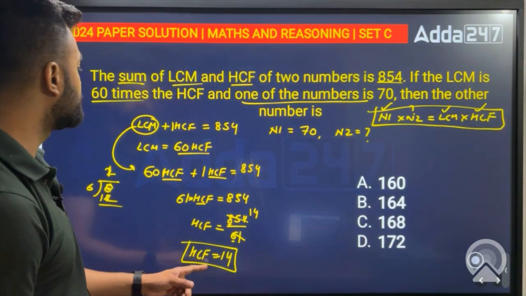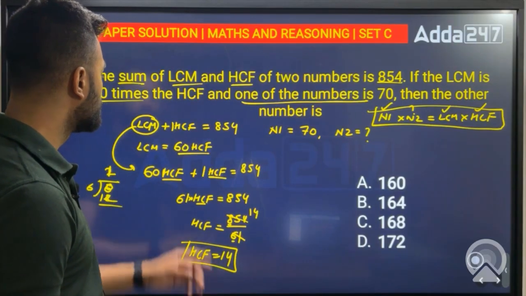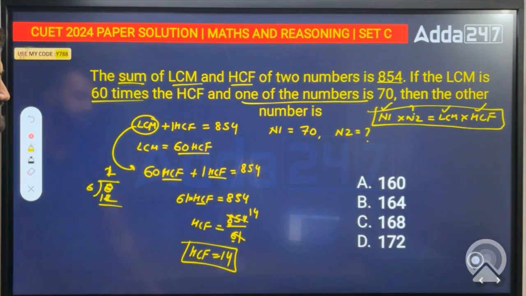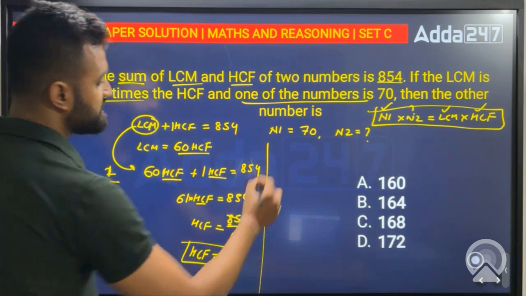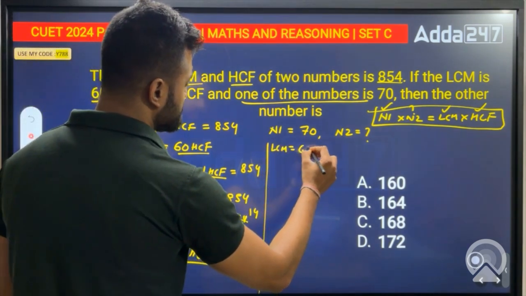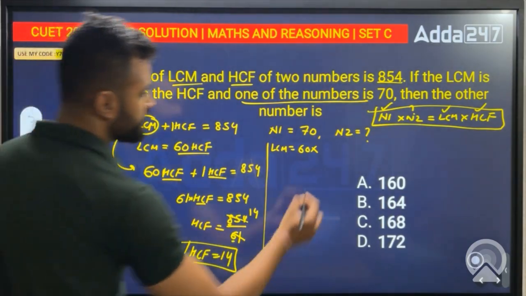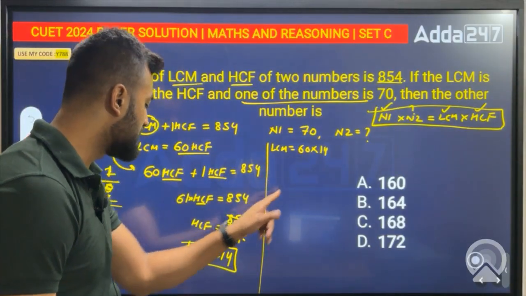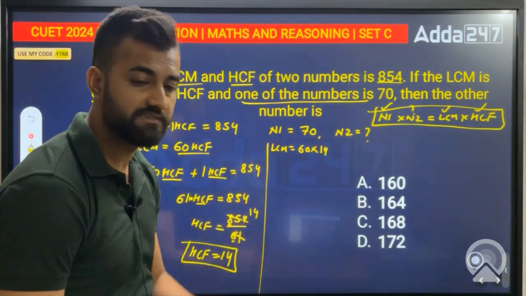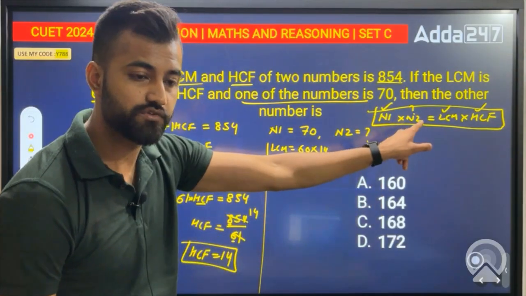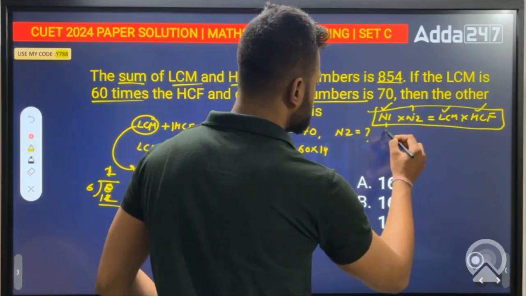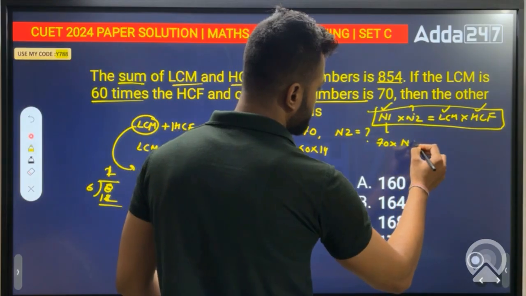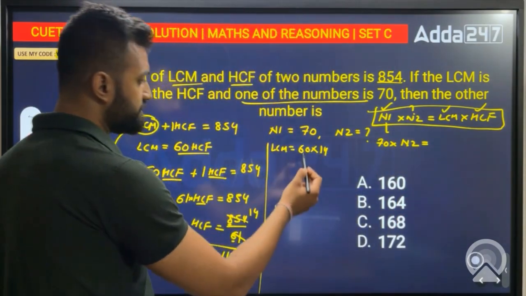Now as I got HCF, I can get LCM from here. LCM would be 60 of HCF. So the LCM that I am getting here is 60 into HCF, and we have got HCF as 14, so write down 14 here. So we have LCM, we have HCF, and we have one number, so we can get the second number. Use this concept. N1 is 70, they have given. N2 I have to find. It equals LCM, and we have got LCM as 60 into 14.